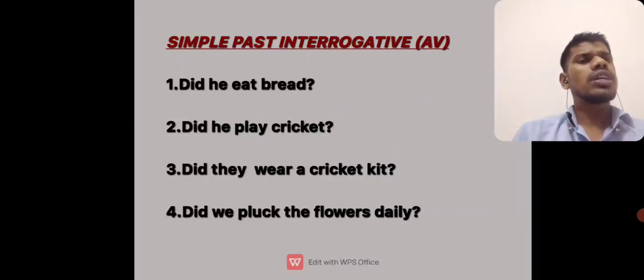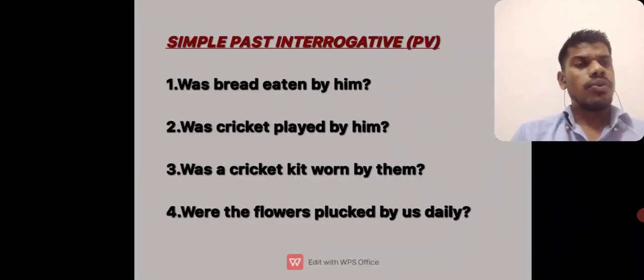Let us see how to convert this one to passive form. Did he eat bread? Here see that, was bread. First we have to use was, or we can use were, that is according to the object.